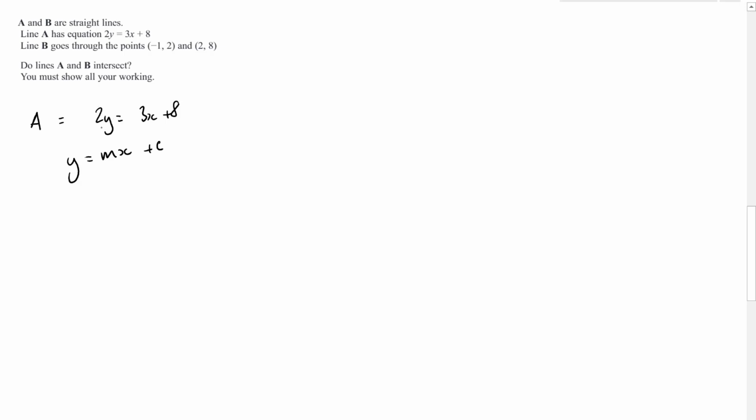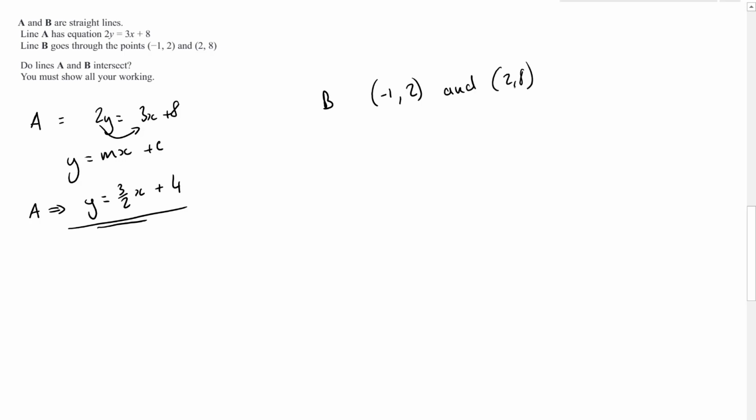So what we need to do is make sure we get the 2 onto this side. So we need to move the 2 over, and that's going to give us that A corresponds to y is 3 over 2 x plus, and 8 over 2 becomes 4. So this is actually our equation for y. So it costs you 1 step to be able to figure out what the actual equation is. The line B, we've only been told that it passes through the points 1, 2 and 2, 8. And then we're just asked, do these lines intersect?